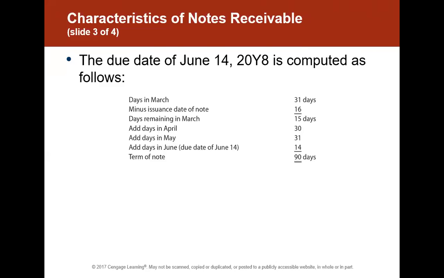So March has 31 days. Normally how we calculate it is we figure out how many days are remaining in the month it was issued. It was issued on the 16th of March. March has 31 days, so 31 minus 16 is 15 days that will happen in March. There are 30 days in April, which gets us to 45 days. There are 31 days in May, which gets us to 76 days. So we're up to 76, and we need to get to 90. That would be 14 more days. So that's how they're getting to a due date of June 14th.